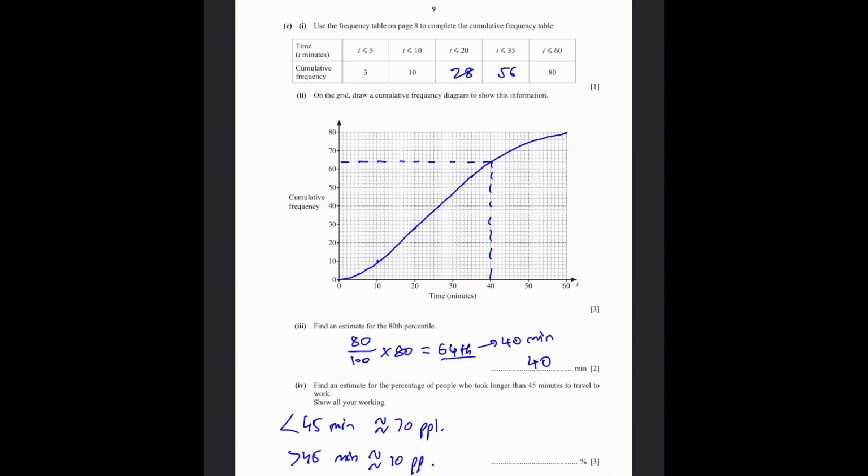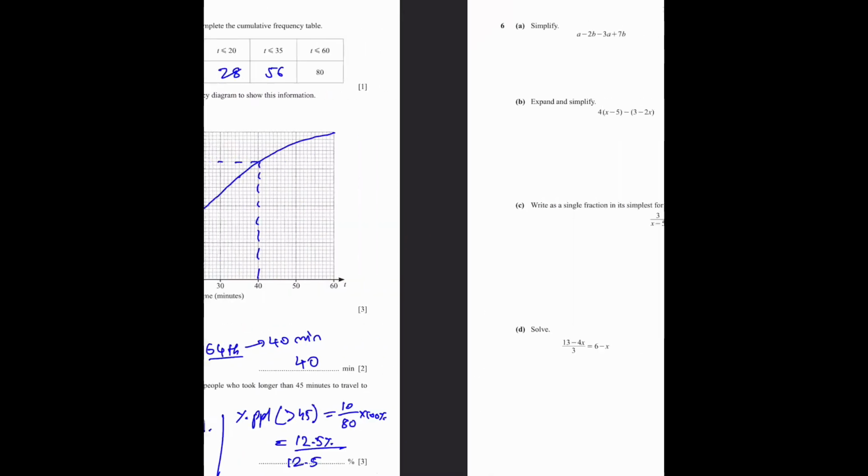Now if this is 10 people, then the percentage which is greater than 45 minutes is going to be 10 divided by a total 80 times 100% to make it into a percentage. That's going to be 12.5%. So that's our answer. Let's go to question 6.